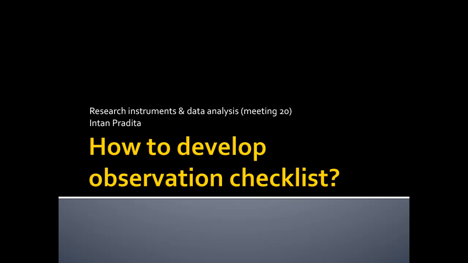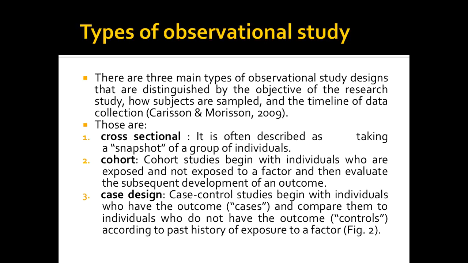Hello everyone. So we come into our 20th meeting, and our topic today is how to develop an observation checklist. After we have discussed how to develop interview questions, we move to how to develop an observation checklist. Basically there are three types of observation or observational study, depending on the duration of your data taking. The first one is cross-sectional, and then cohort, and then case design.